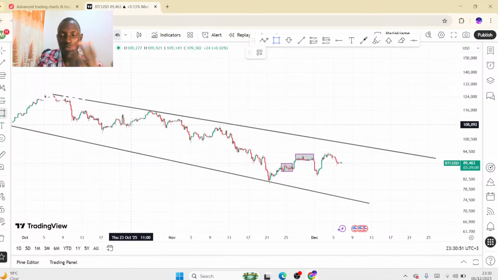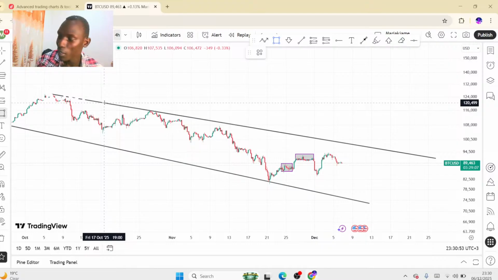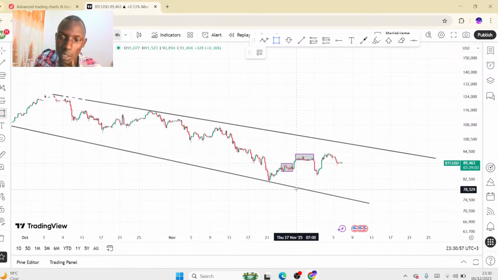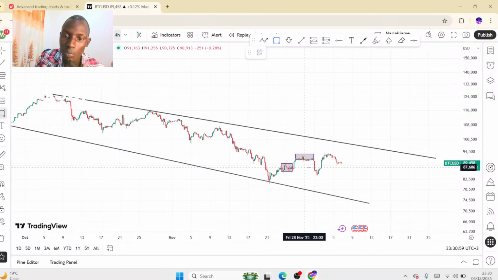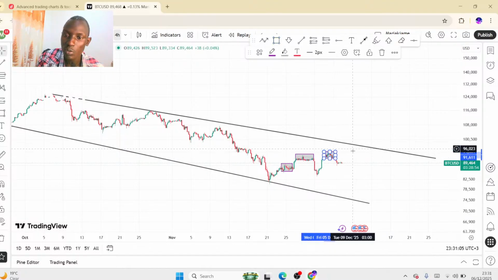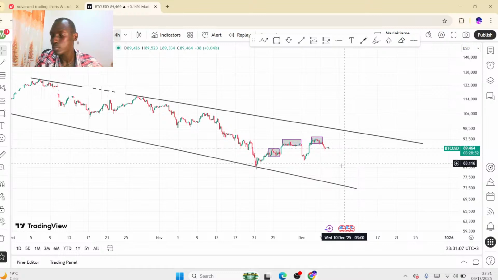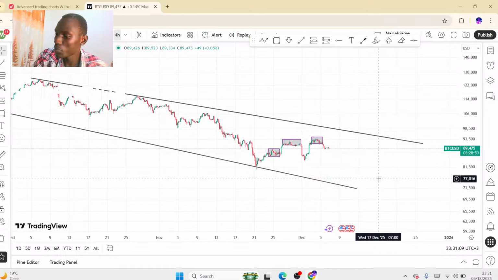So a ranging market is where you don't see any movement. The market is neither going down nor up. So this is what I mean by it. You see these areas here. Before it makes a move, it first ranges, it ranges, it ranges. So that is what is happening here.